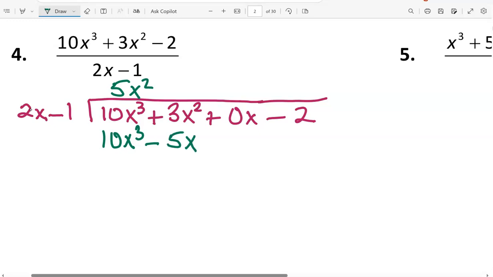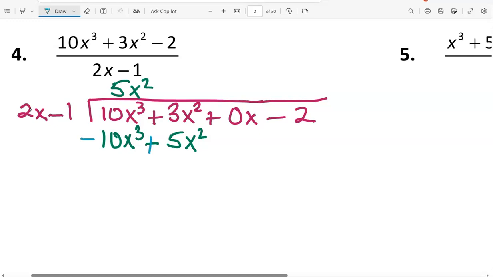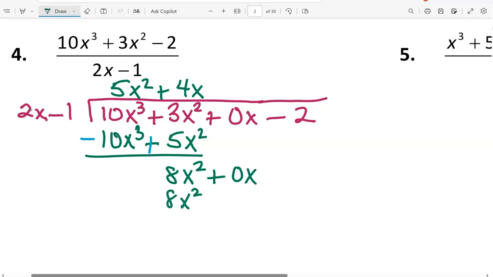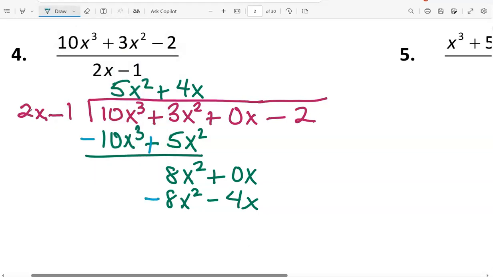minus 5x squared. I'm going to change the signs on that product and add, and that gives us a result of 8x squared. I'm going to bring down the 0x, and now first term divided by first term is 8x squared divided by 2x, and that is 4x. 4x times 2x minus 1 is 8x squared minus 4x. I'm going to change the signs on that result and then add, and that gives us that remainder of 4x.